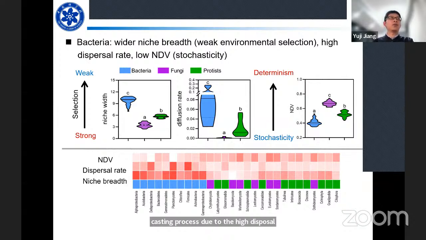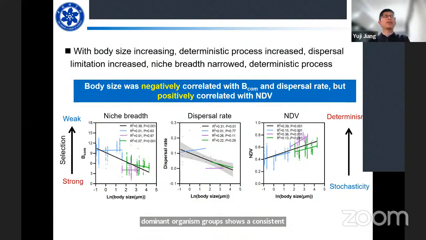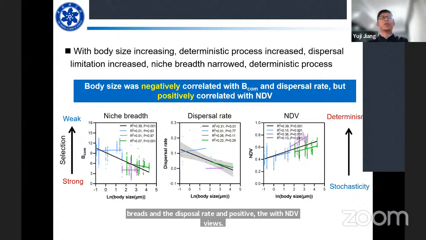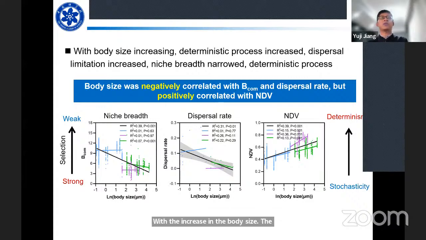The dominant organism groups show consistent patterns. The body size was negatively correlated with the niche breadth and the dispersal rate, and positively correlated with NDV values. With the increase in body size, the selection and the dispersal limitation increased, and the community assembly appeared to be a deterministic process.